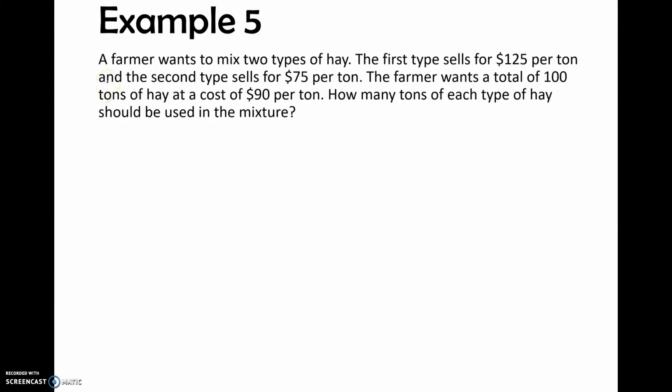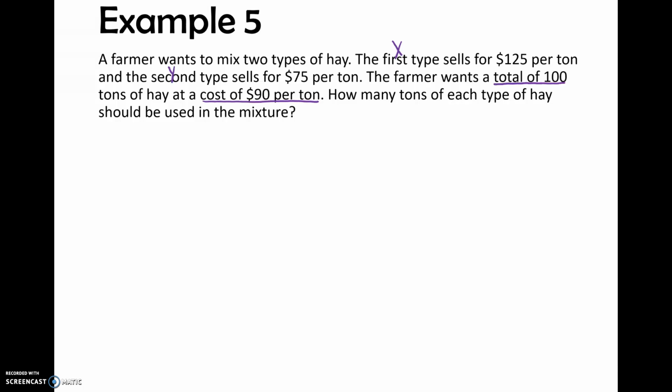A farmer wants to mix two types of hay. The first type sells for $125 per ton, and the second type sells for $75 per ton. The farmer wants a total of 100 tons of hay at a cost of $90 per ton. How many tons of each type of hay should be used in the mixture?